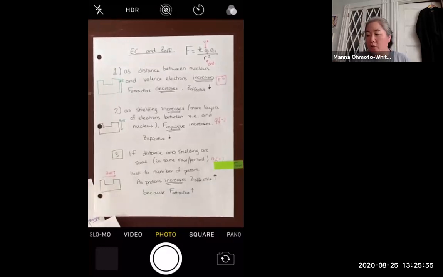One thing that's really important to understand when we're talking about electron configurations and periodic trends is that electron configurations can help us understand the interplay between the nucleus and its valence electrons. And we're really only concerned with the valence electrons because the valence electrons are really what does the interaction between atoms. The core electrons don't interact.